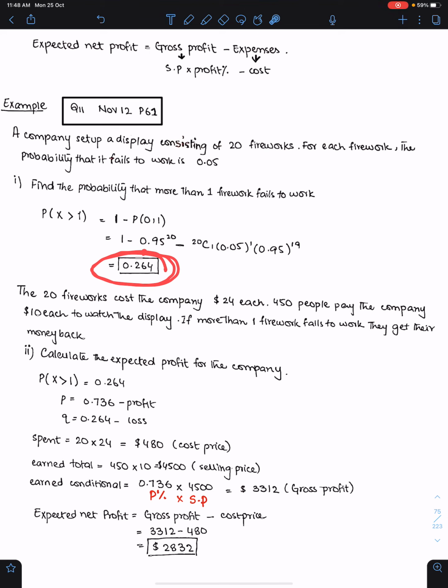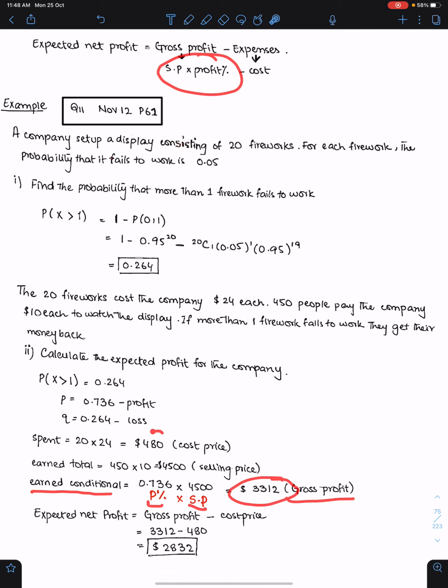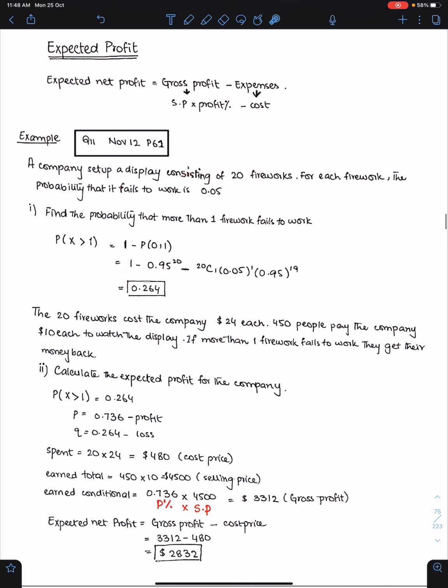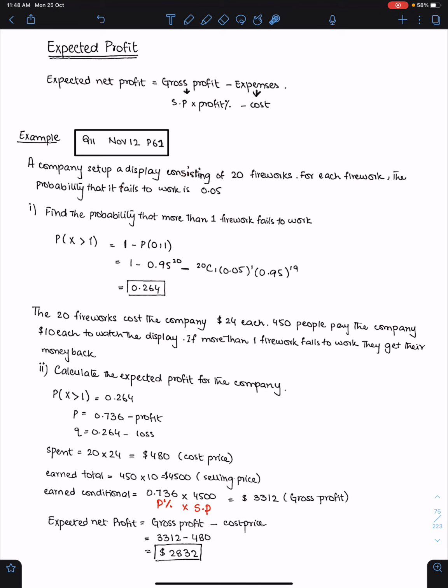So when you subtract this probability from 1, you'll get the probability of profit, which is this. This is the cost: 20 times 24 will give you the cost price. Now conditional earned is this: profit percent times selling price. This will give you gross profit. So when you subtract 480 from this, you will get expected net profit. You can take a screenshot of this solution if you want.